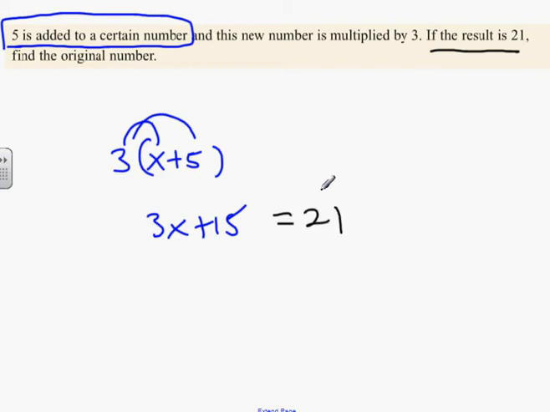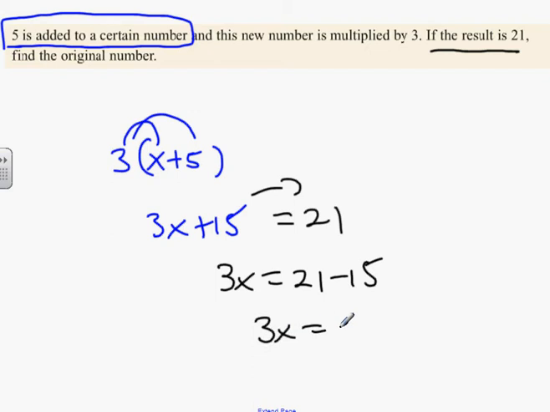What do you do next, Oisin? And you get 3x equals 21 minus 15. And then x equals 2. Okay. Most of you just got a bit mixed up. You didn't make the number. You make the number. It's x plus 5. Then multiply it by 3. We have to multiply both the x and the 5 by 3. Any questions?